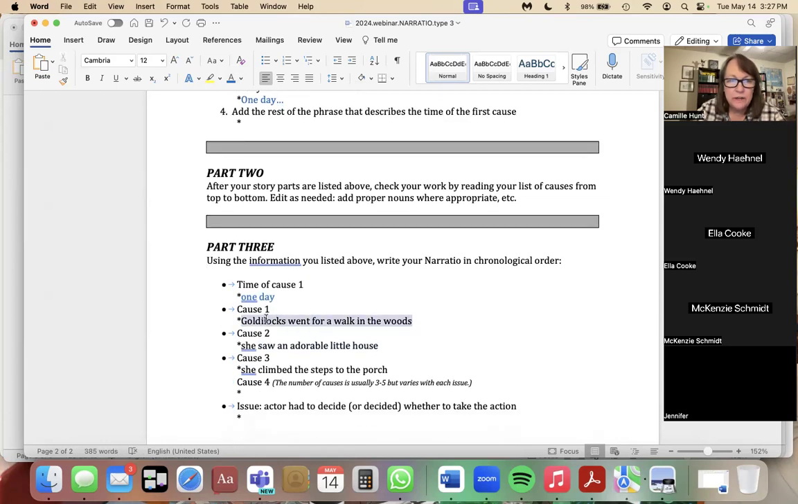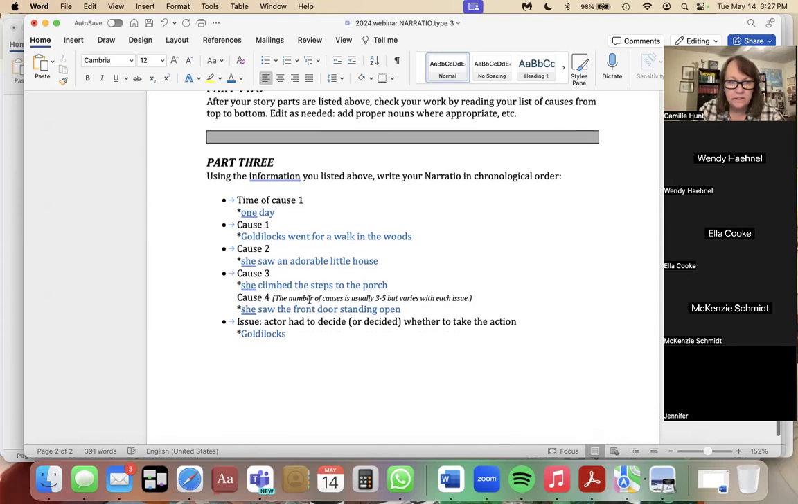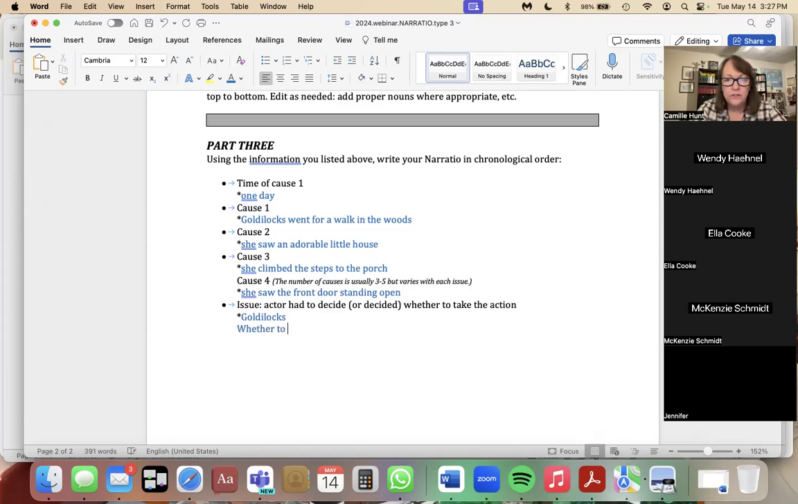So to check this, we could read the whole list of causes with so at the beginning of each line, just to check in our minds to make sure that we have causes. One day she went for a walk in the woods. So she saw a little house. So she climbed to the porch. So she saw the front door standing open. So Goldilocks had to decide whether to enter the house. That's my last line there.